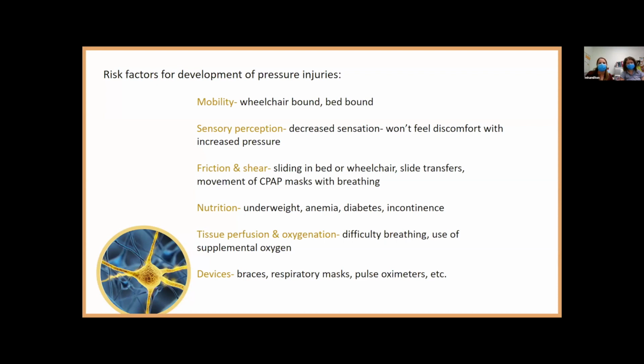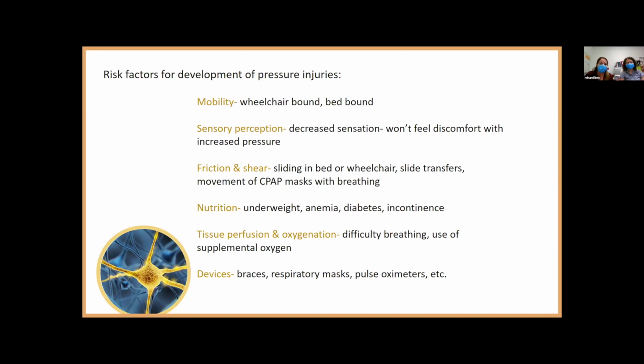So knowing that a lot of them are wheelchair-bound, mobility becomes a high issue for pressure injuries. They have a decreased sensation, so sensory perception is another high risk factor. And because they are doing a lot of transferring or sliding up and down in bed, they're at high risk of friction and shear injuries, which are also a risk factor for developing pressure injuries. A lot of them may have incontinence or be underweight, which can play into their nutrition. And they could have tissue perfusion, oxygenation issues.